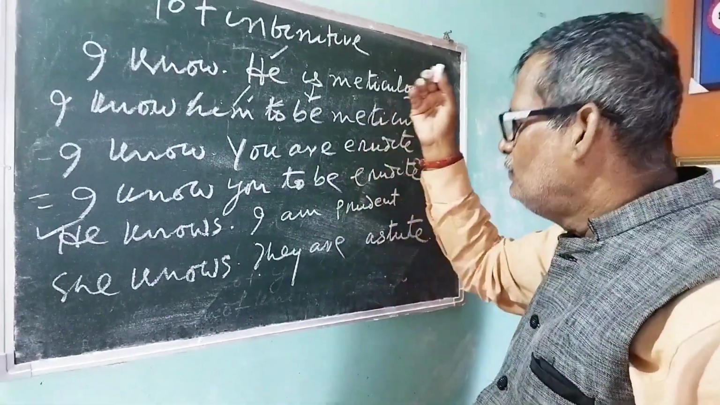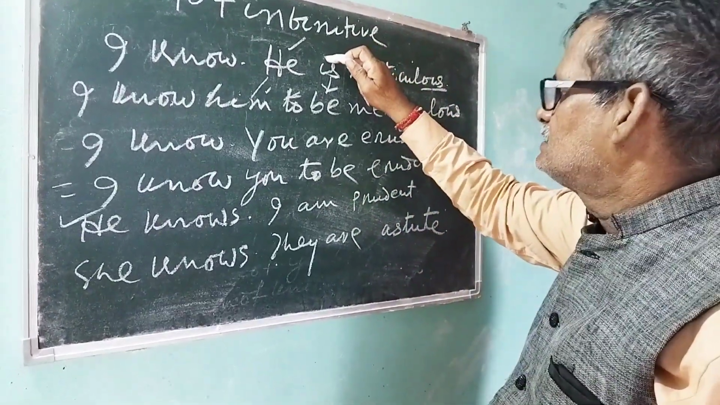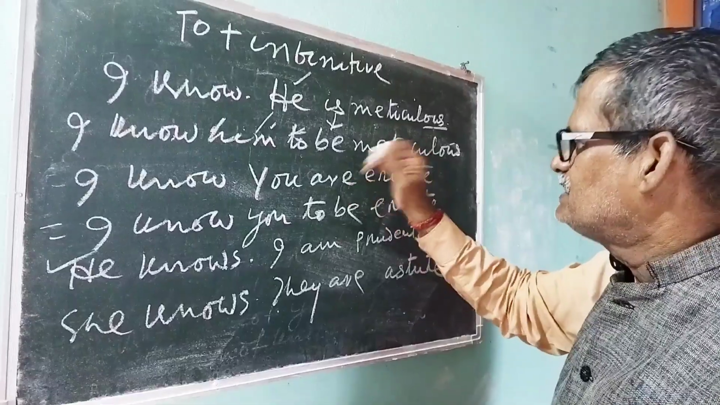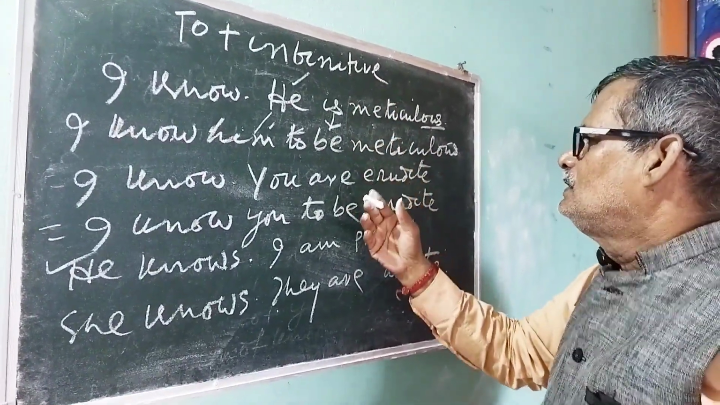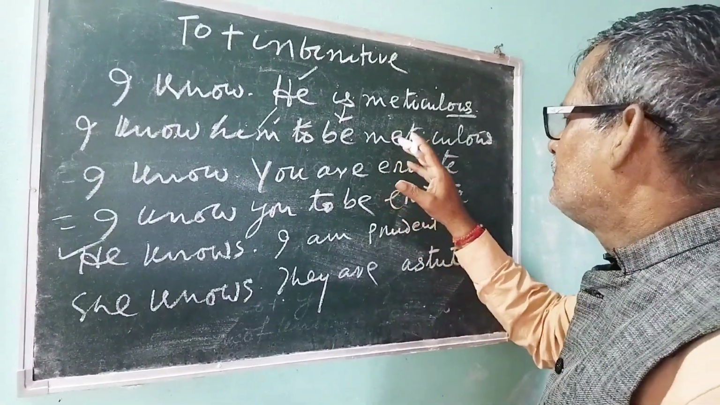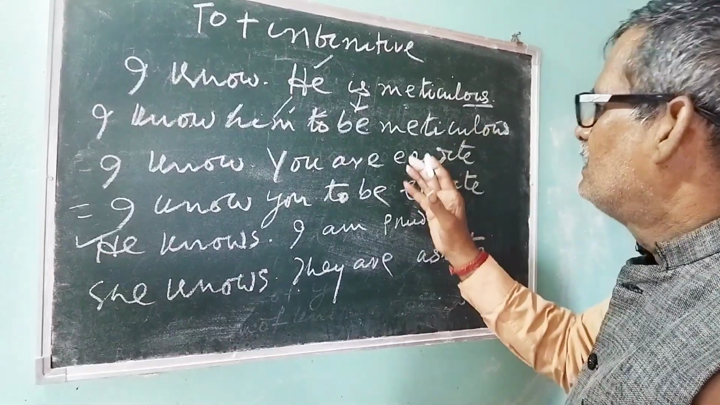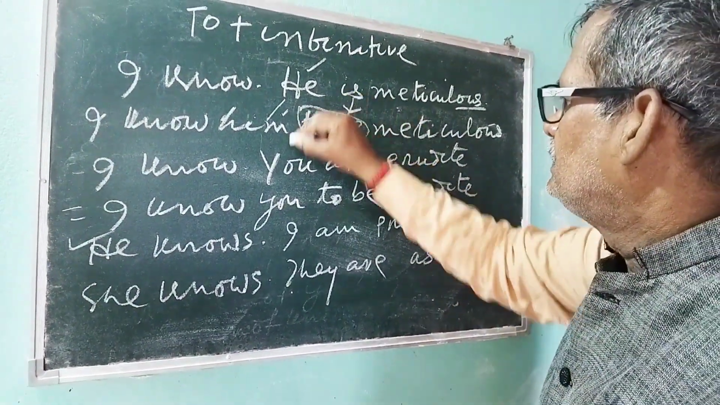After to, you use the base form of the verb. Suppose here it is went. We have to use it as to go. Wrote, we have to use the right base form. So the base form is be, because as you know, be is the base form of the verbs is, am, are, was, were, be, been, being. So to be is used here.